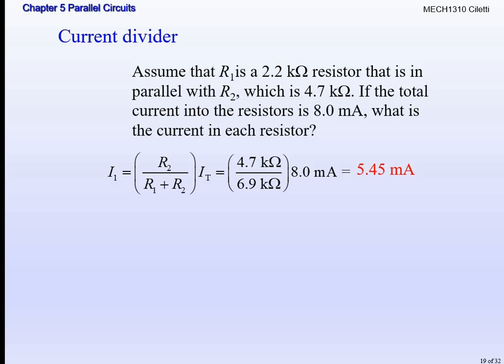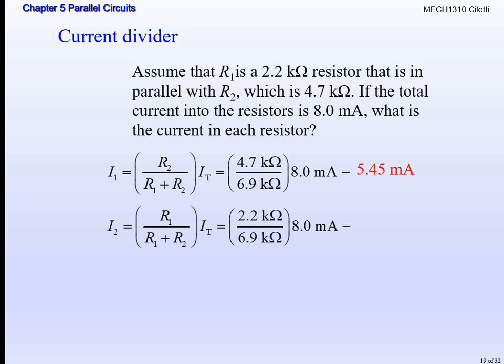Why don't you guys pause and try and find I2 real quick. See if you can do that. And then I'm going to walk through it right here. So I2 is going to be R1 over R1 plus R2 times the total current. So it's going to be 2.2 divided by 6.9 times 8 milliamps. And if you plug all that in, you should get 2.55 milliamps. And to check yourself, all right, we know the total current is 8 milliamps. So 5.45 plus 2.55 should equate to 8 milliamps.